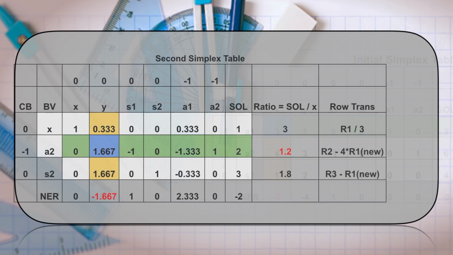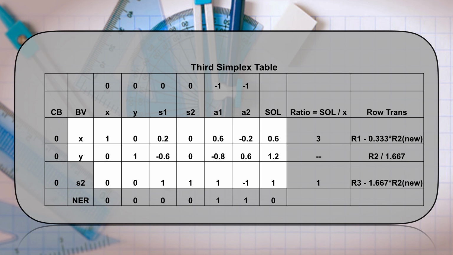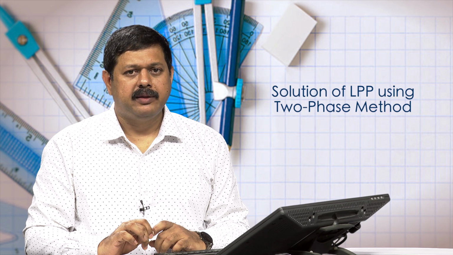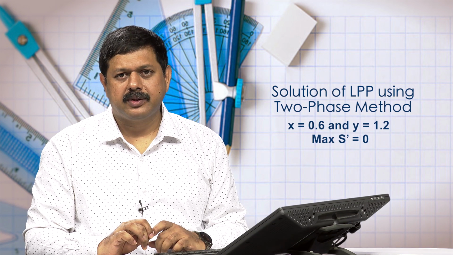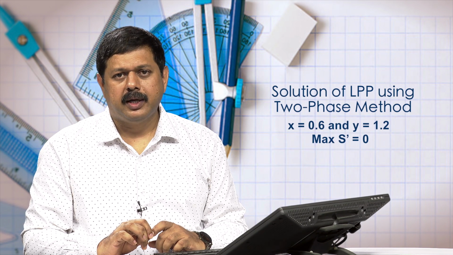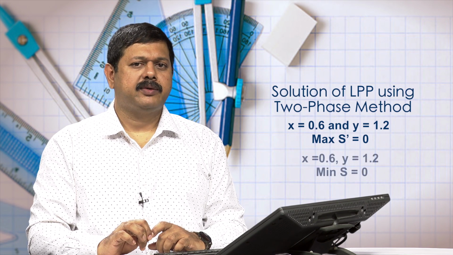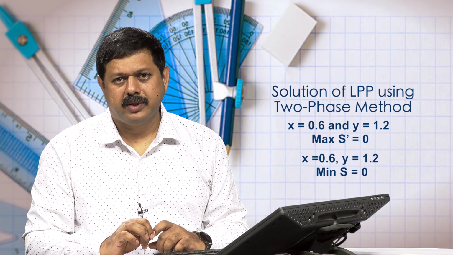The second simplex table of the phase 1 problem is also shown here. The third simplex table for the phase 1 problem is shown here. The third simplex table is the optimum table, as the NER values are either positive or 0 only. Hence, x = 0.6, y = 1.2 gives the maximum s' = 0. We also have x = 0.6, y = 1.2 giving minimum s = 0.